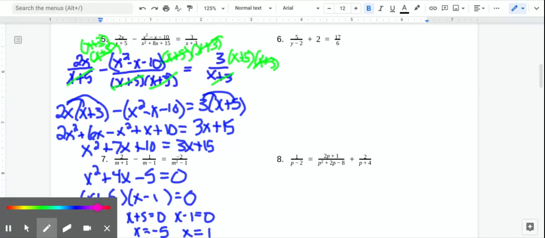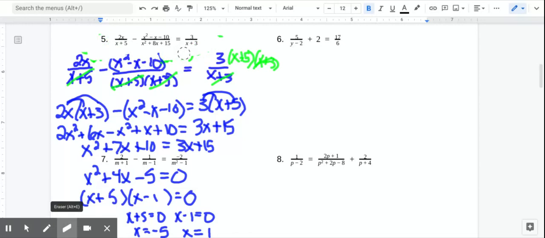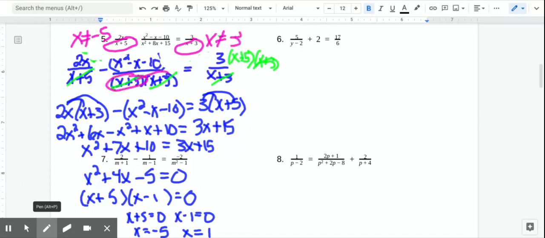Now we need to go back up to the original. Let me erase so we can see the original. Okay. And we have to think about our excluded values. Okay. We cannot plug in negative 5. X cannot be negative 5. X cannot be negative 3. And the same thing down here, 5 and negative 3. So those are excluded values. So notice one of our solutions was negative 5. We're not allowed to plug in negative 5, so you have to throw that one out. But x equals 1, that one works. You can keep it.